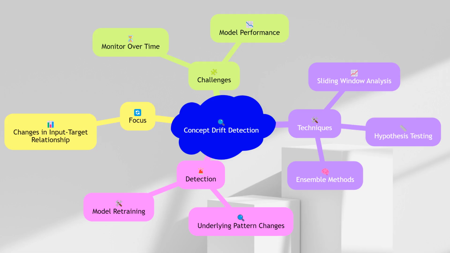Concept drift detection focuses on changes in the relationship between input features and the target variable. This can be more challenging to detect than data drift, as it requires monitoring the model's performance over time. Techniques such as sliding window analysis, hypothesis testing, and ensemble methods can be used to identify concept drift. When concept drift is detected, it suggests that the underlying patterns in the data have changed, and the model needs to be retrained to capture these new patterns.